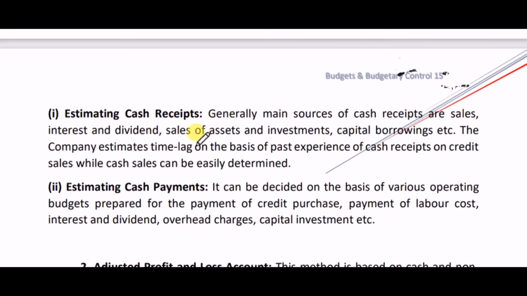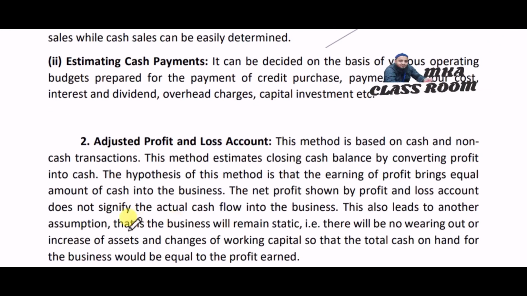Generally the main sources of cash receipts are sales, interest and dividends, sales of assets, investment, capital, borrowings, etc. Estimating cash payments can be decided on the basis of various operating budgets prepared for payments of credit purchases, labor cost, etc.